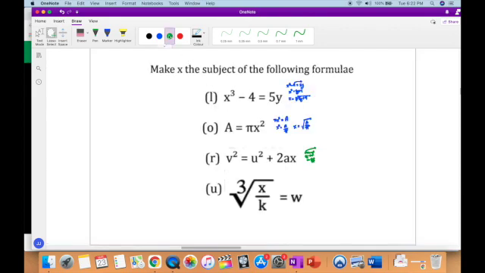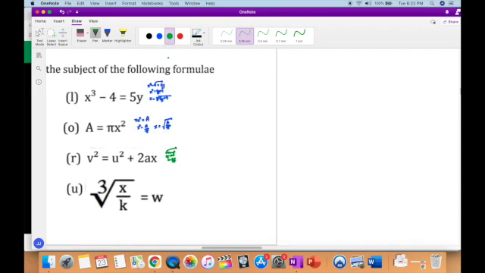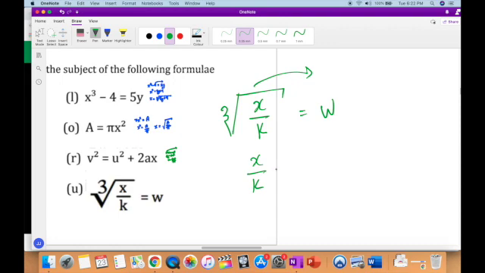And then this last one here looks a bit tricky, but they can't fool we. We have the cube root of x over k, right, is equal to w. So how do we do that? Well, to throw over the cube root means that we are actually going to cube the whole thing. So this is going to be w cubed. Yeah, so therefore x is equal to kw cubed. Yeah?